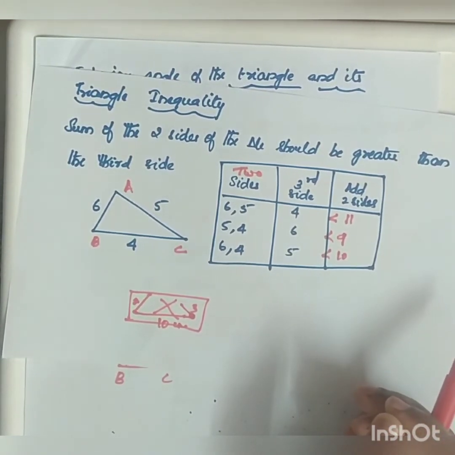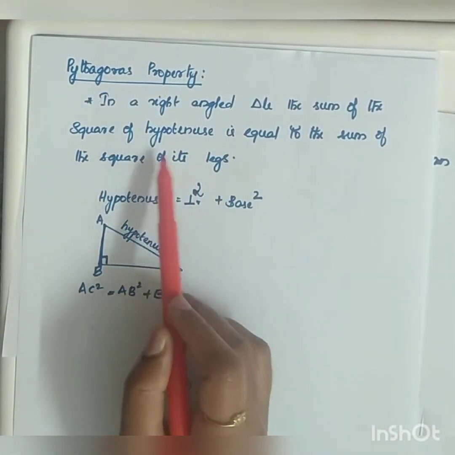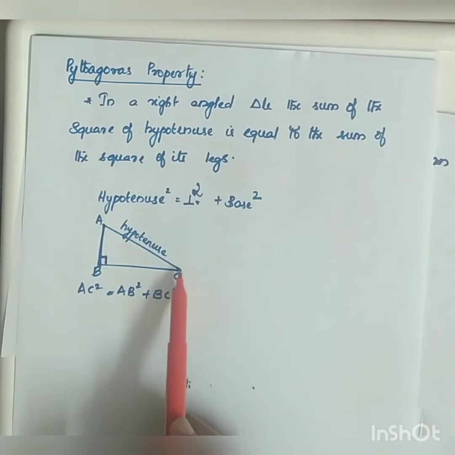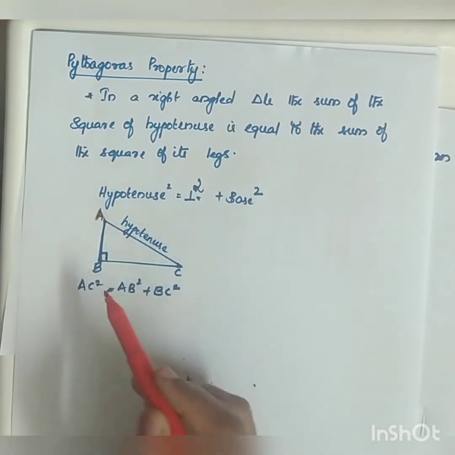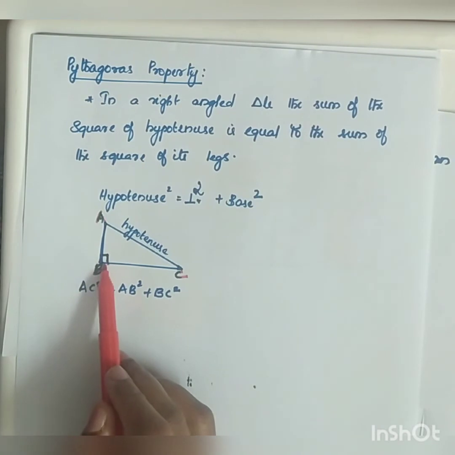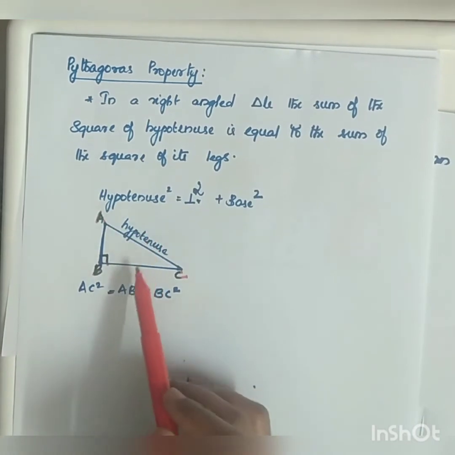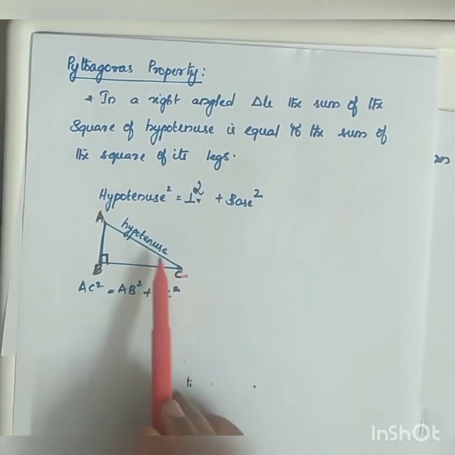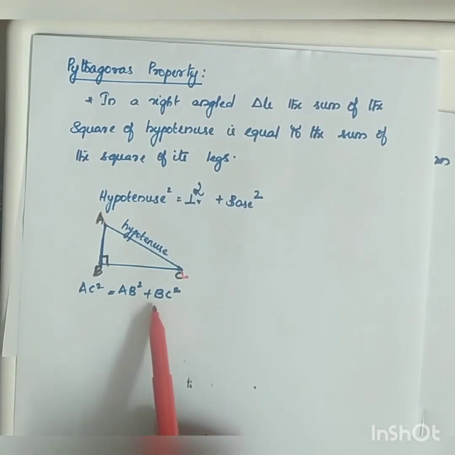And finally, you will have the Pythagoras property. The Pythagoras property states that in a right angle triangle, the square of the hypotenuse is equal to the sum of the squares of its legs. The condition here is that it should be a right angle triangle. I have taken an example, right angle triangle ABC, which is right angled at B. The side opposite to the right angle is your hypotenuse. The hypotenuse square is equal to the sum of the squares of its legs, the other two sides. So AC square is equal to AB square plus BC square.